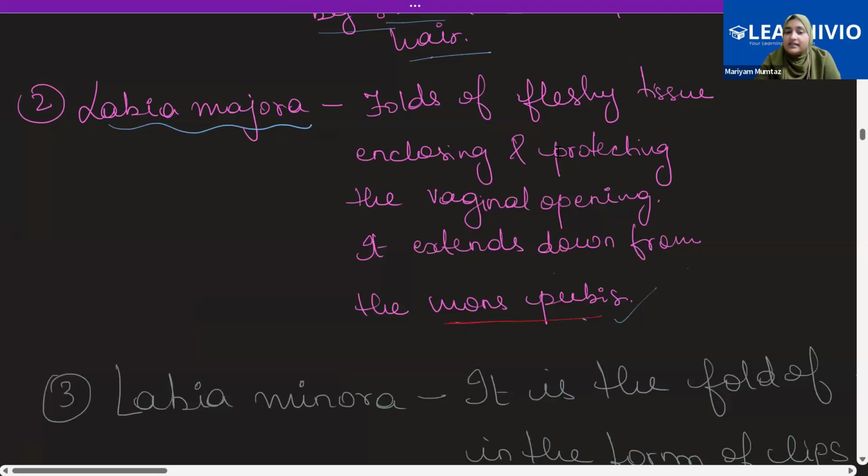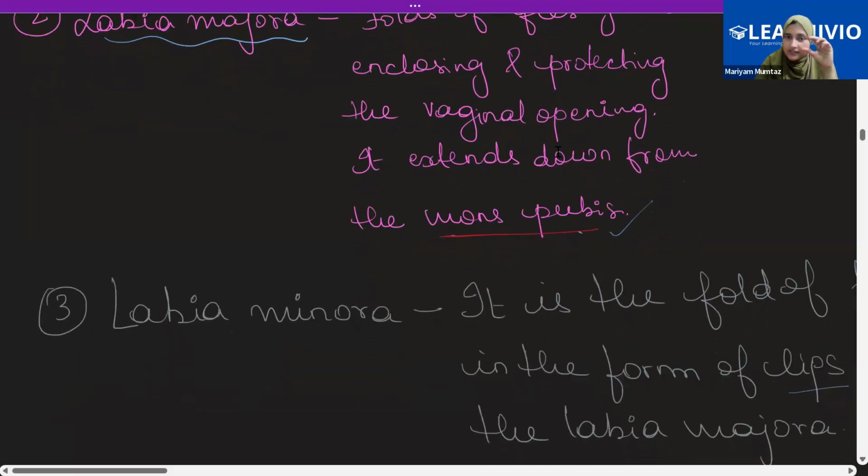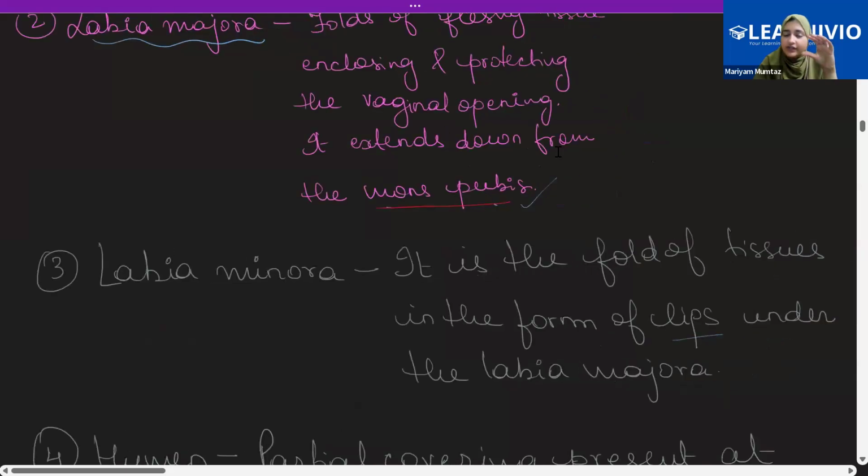Now, this one continues from the mons pubis. It is a fold of fleshy tissue which protects the vaginal opening. So that is the bigger fold, the labia majora. Below it is the tinier version of it.